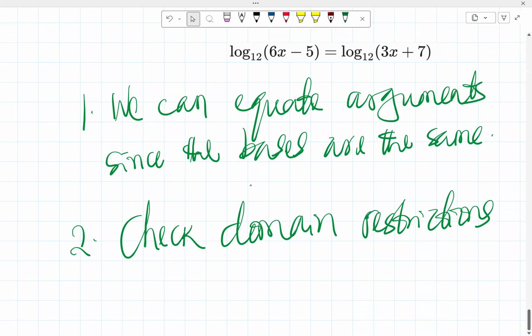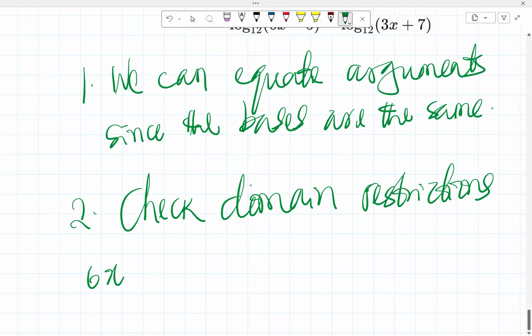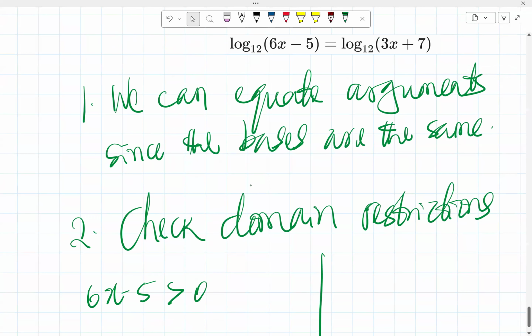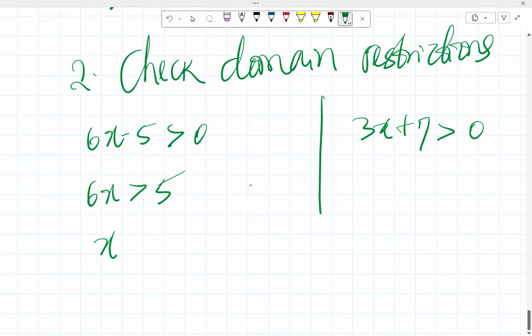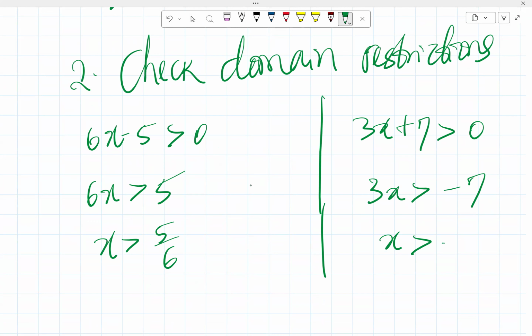For domain restriction, we have two. We have 6x minus 5 should be greater than 0, and then we also have 3x plus 7 should be greater than 0. So 6x minus 5 greater than 0 means that 6x should be greater than 5, and then x should be greater than 5 over 6. Divide both sides by 6, right? Then here, 3x should be greater than minus 7. That means x should be greater than minus 7 over 3, right? Well, they are both greater than, so we are good.